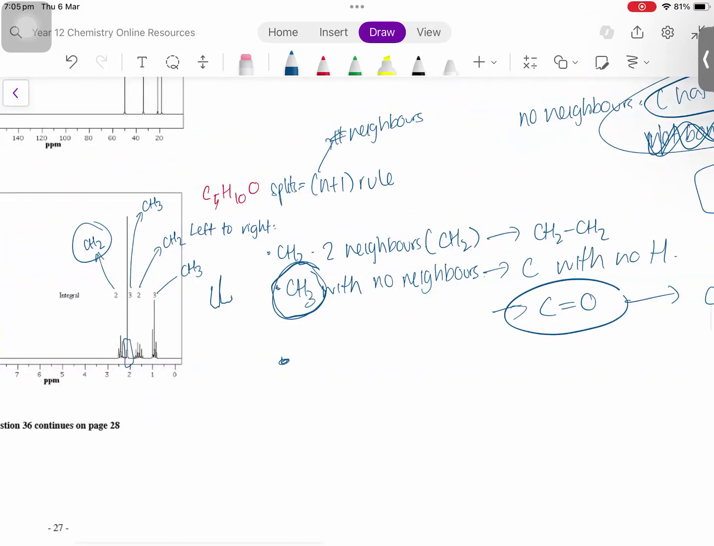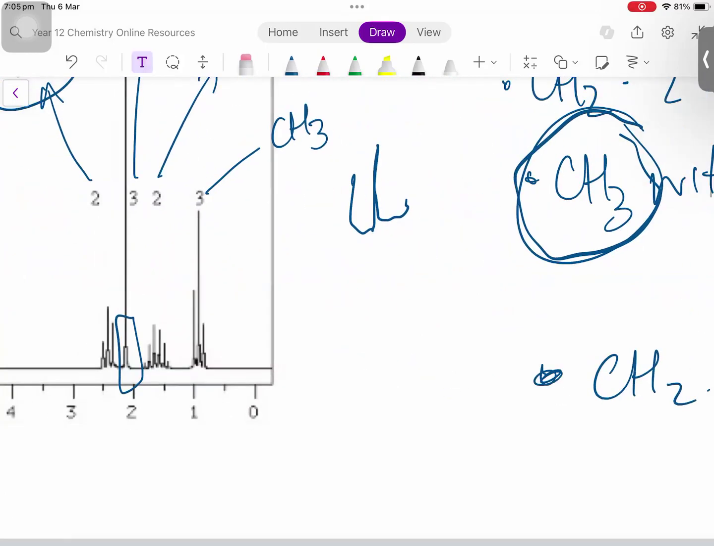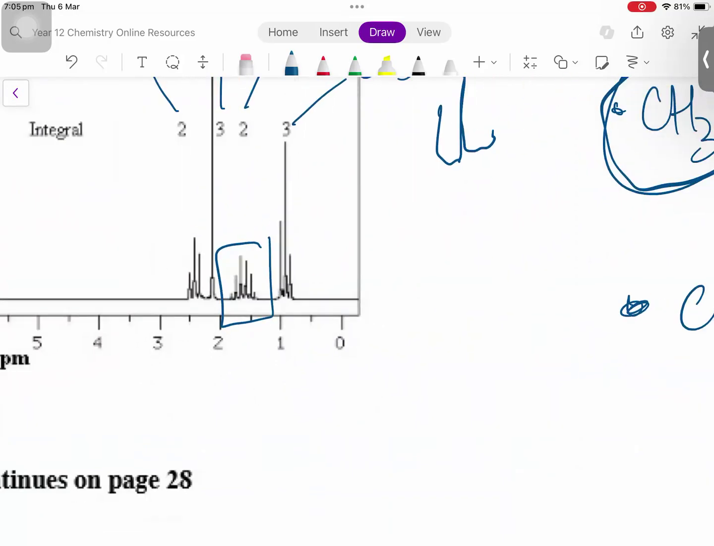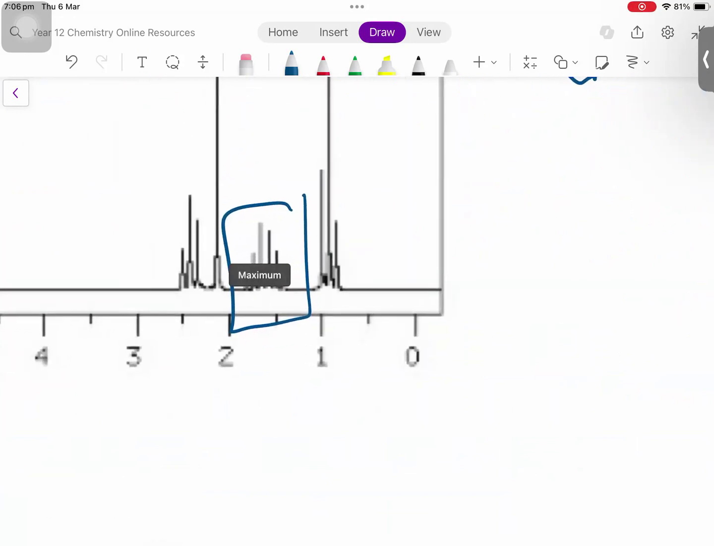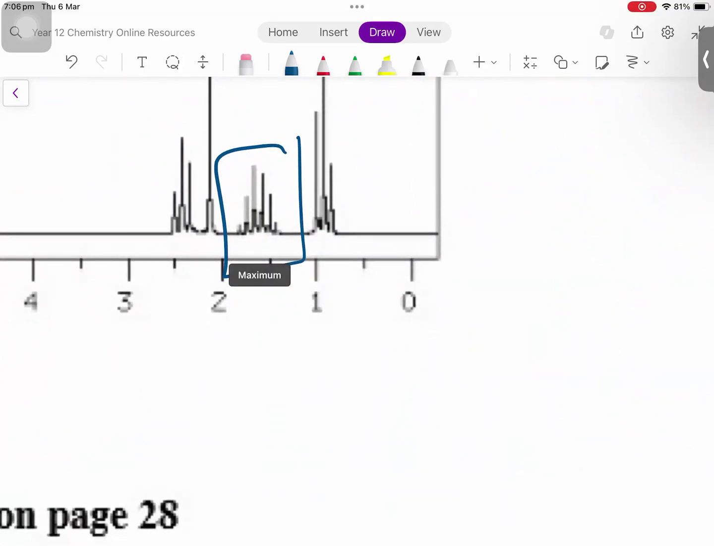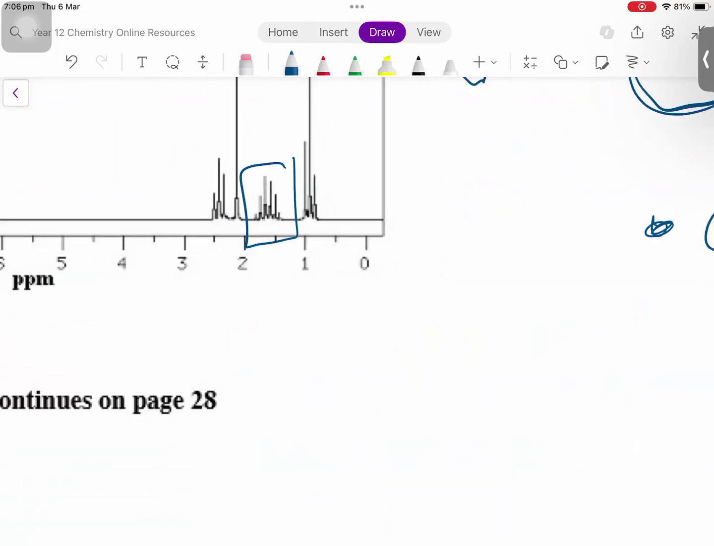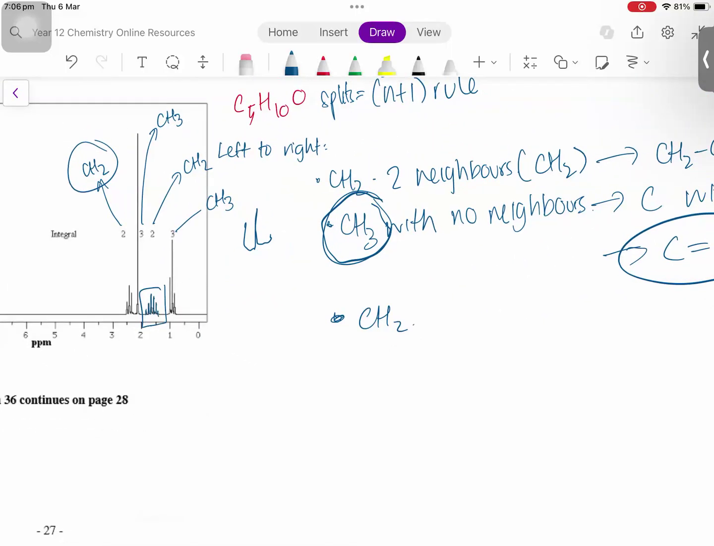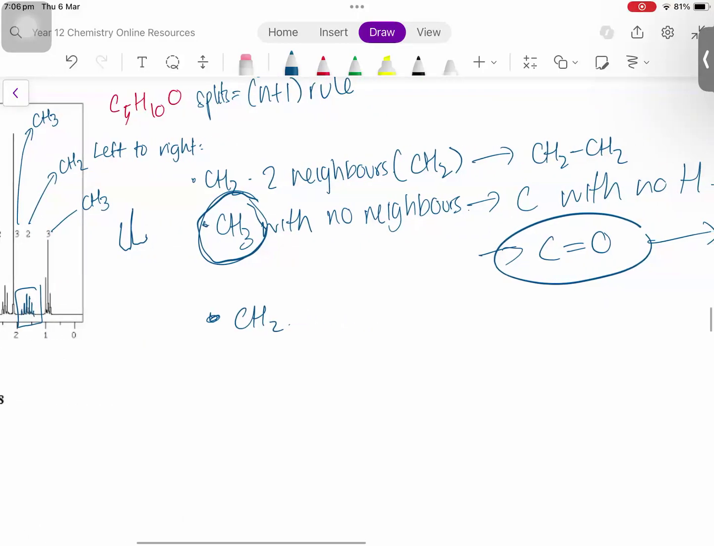Third signal, you've got a CH2 because it was integrated to 2, and then we have to check the splitting for the neighbors. What's it split into? This one's a little bit misleading. Oh no, it's not 4. Look into it a little bit more. Yeah, it's 6. So there's this tiny little one here. It's a little bit blurry. One here, one here, one here, one here, one here. So there's 6. CH3, it's split into 6. It's a heptet, which means how many neighbors does it have? 5. CH2 with 5 neighbors.